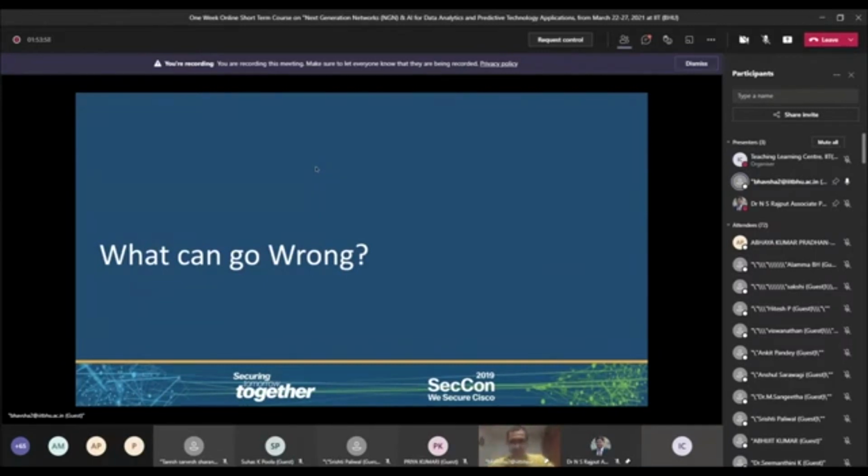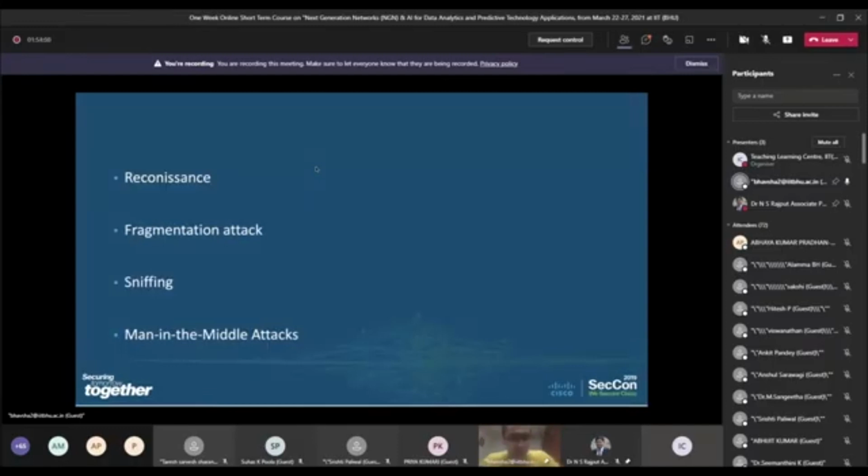Okay. Perfect. So we talked about IoT attacks and IoT security challenges, different things, right? Now, these are the different kinds of attacks which you would normally see in an IoT world, and not only in the IoT world, but in a normal network too. The first is reconnaissance. Now, what do you mean by reconnaissance?